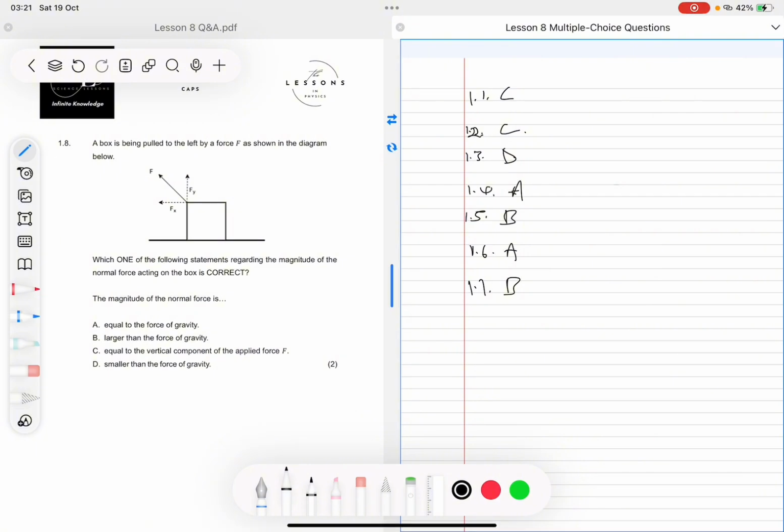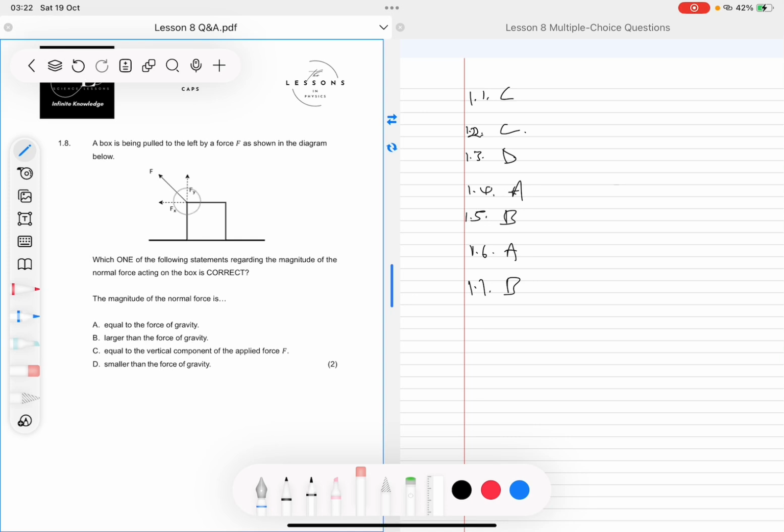They say a box is being pulled to the left by a force F, right? We're pulling the box by a force F, and if you look at this force, it's between the x and the y axis, so it has the x and the y component as shown in the diagram, right? In fact, they've even drawn those components for us. They say which one of the following statements regarding the magnitude of the normal force acting on the box is correct, right? So we want to calculate the magnitude of the normal force here.